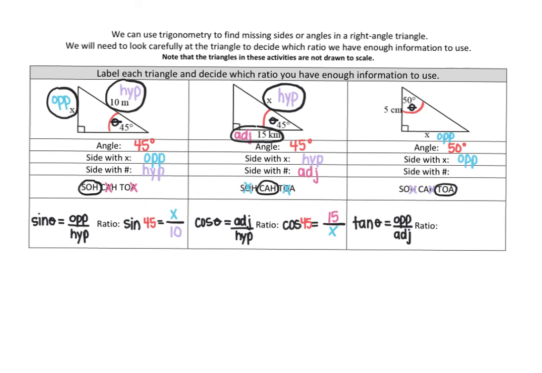Our opposite value is x, and our adjacent value is 5. When we set up our ratio, we will say tan of 50 is going to be equal to x over 5. So that's how we can set up the ratios. Like I said before, in our future lesson, we will look at how to solve the ratios.